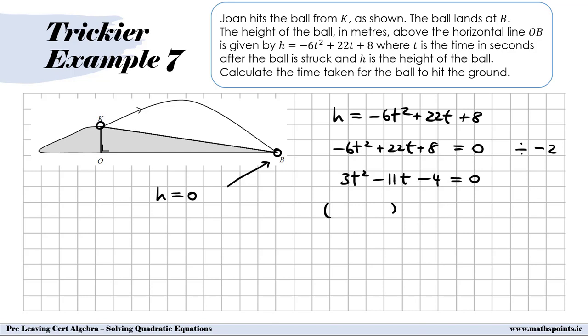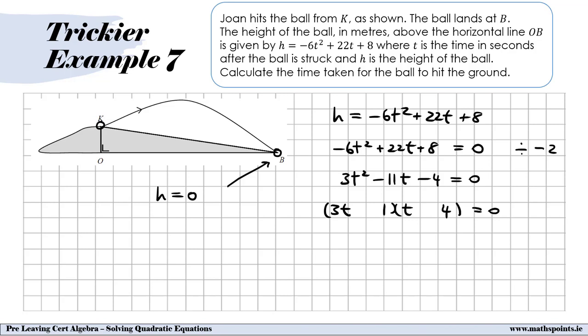So I'm going to have a go at factorizing by forming two sets of brackets. I know that the first term in each bracket multiplied to give 3t squared, so that's 3t times t. And I know that the second term in each bracket multiplies to give 4, so that could be 4 by 1, or it could be 2 by 2. And just through trial and error, I'm going to try different versions to see which is the correct factorization. So I'm going to try 1 and 4.